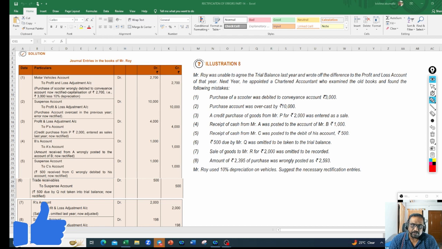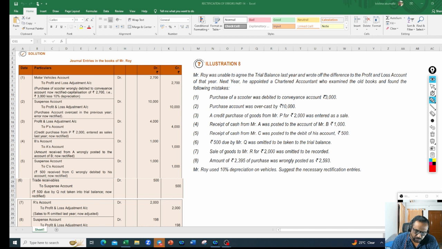So Mr. Roy was unable to agree the trial balance last year. That means there was a difference in trial balance. He wrote off that balance to profit and loss account. Now in current year, he appointed a chartered accountant. The chartered accountant examined the books of accounts and found the following mistakes. Now he is asking us to adjust those mistakes.